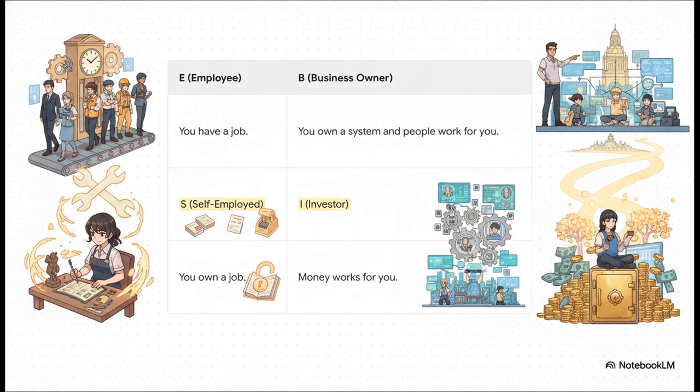Okay, let's break this down. On the left side, you've got E for employee. Pretty simple. You have a job. And right below that, S for self-employed or a specialist. This is where you own your job. Now on the right side, things get really different. B stands for business owner. You own a system that works for you. And I is for investor. Your money works for you.